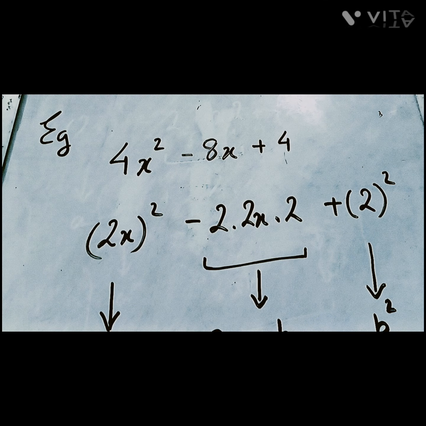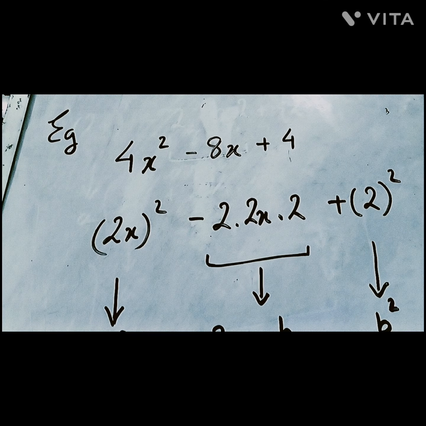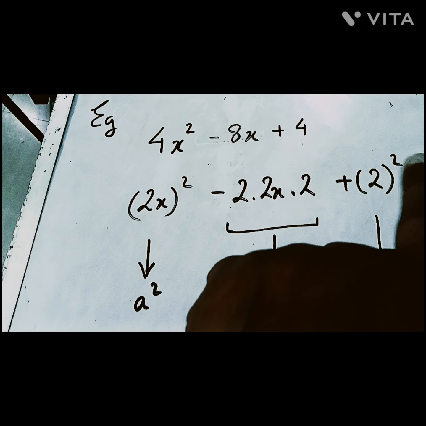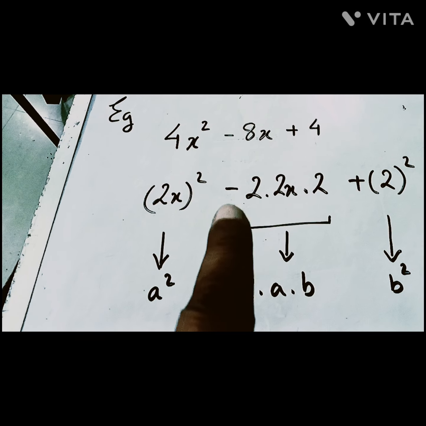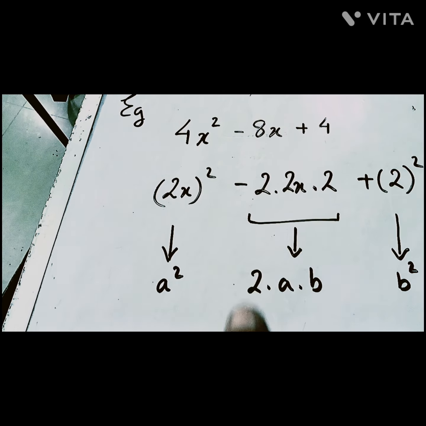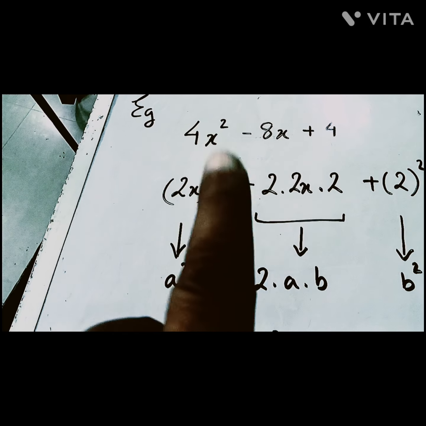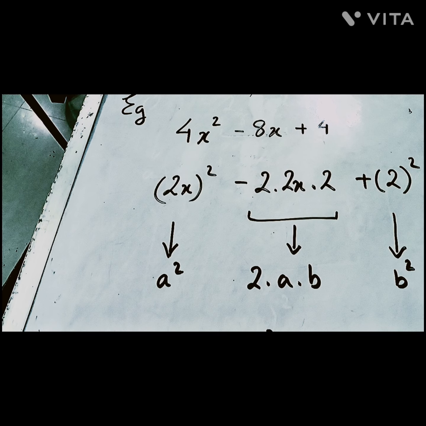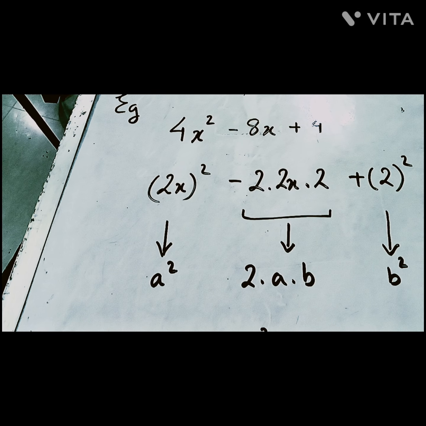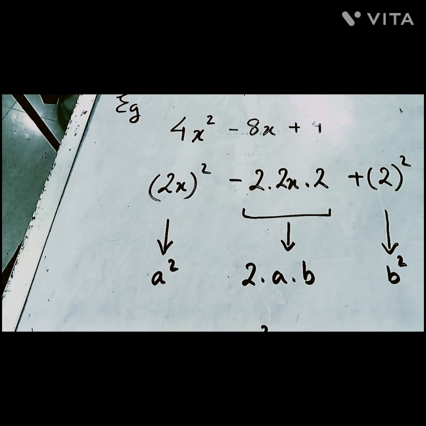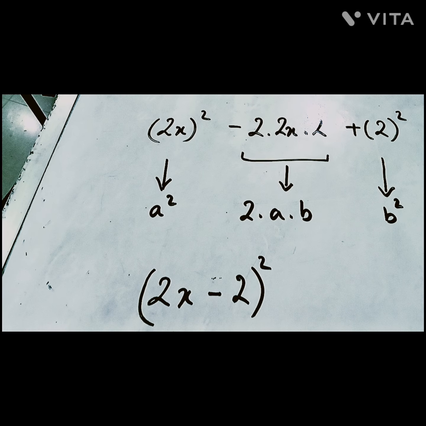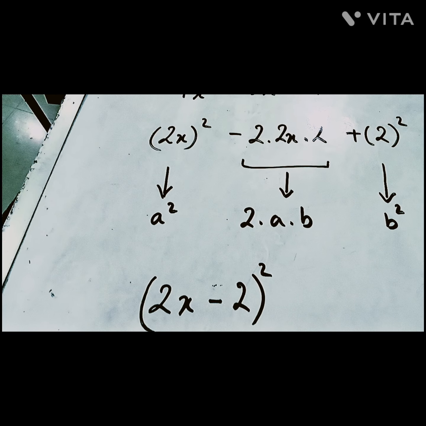Now, if you can see, 2x is considered as a square and 2 square is b square, and this is 2 into a into b, 2 into 2x into 2, 2 into a into b. So is it not fulfilling my second expression, a minus b whole square? Yes, it is. So my factorization is 2x minus 2 whole square.